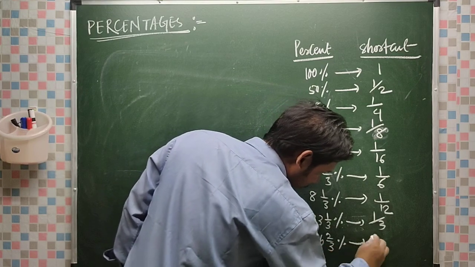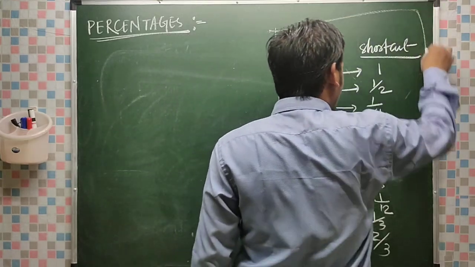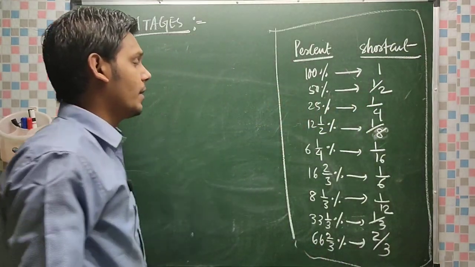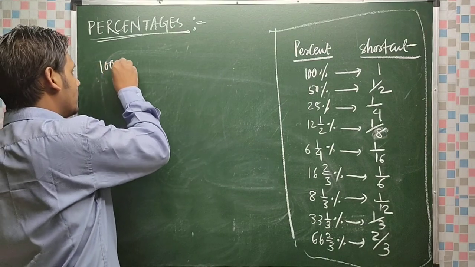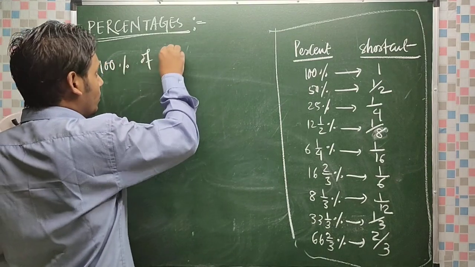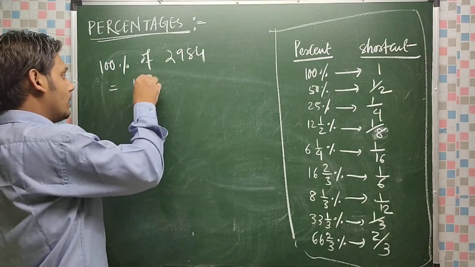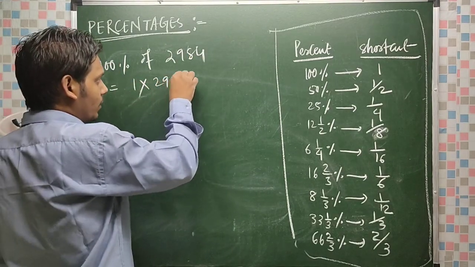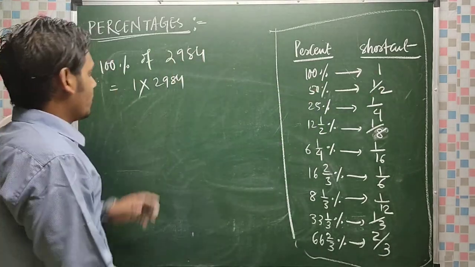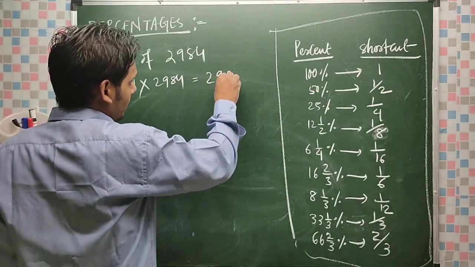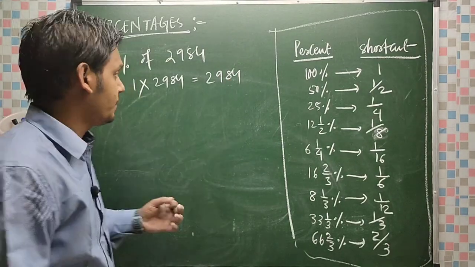2 by 3. This is given in your book also. Now this table you have to remember, and we are going to use it on any number. Suppose it is given 100% of 2984. Instead of 100%, you have to multiply by 1, so it will remain the same number only. 100% of any number is that number only.